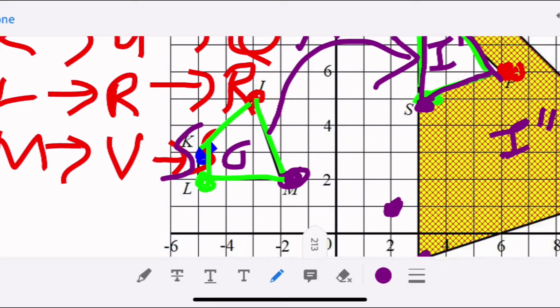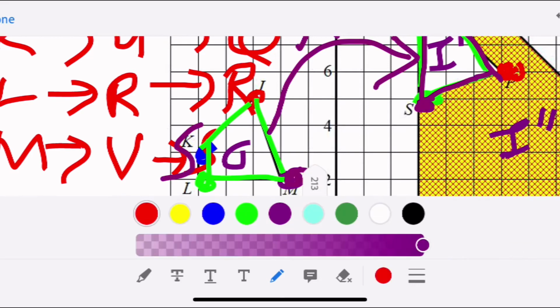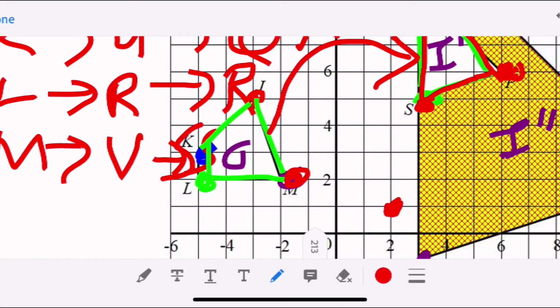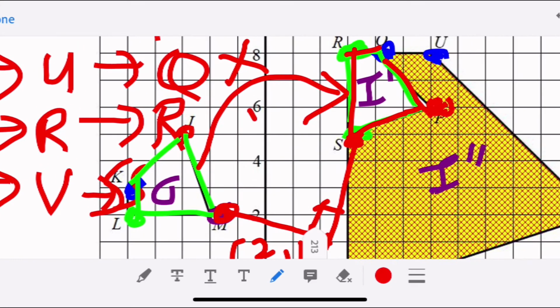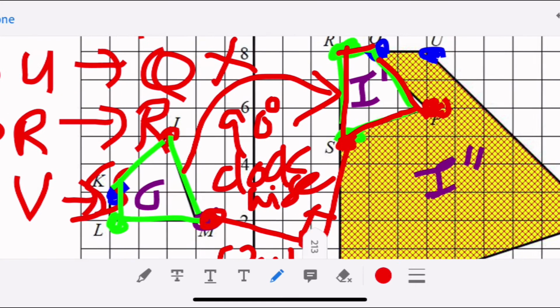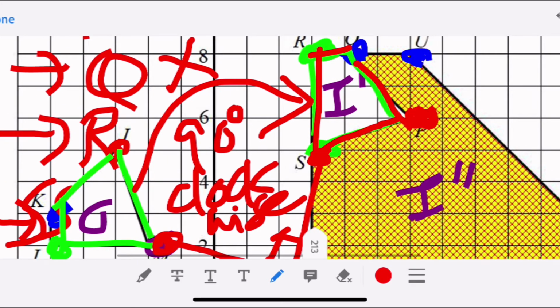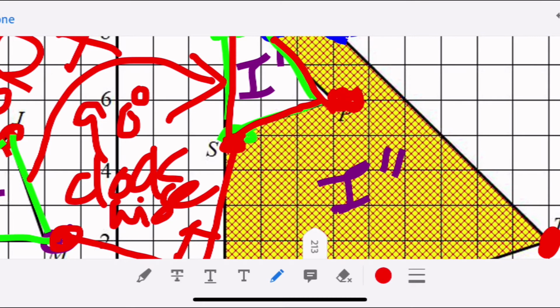It is equal length from the center of rotation to the object and to the image, and the angle is 90 degrees. So the answer for the center of rotation is (2, 1), and it's a 90-degree rotation, clockwise, for the transformation X. Okay, so it looks quite simple if you really focus.